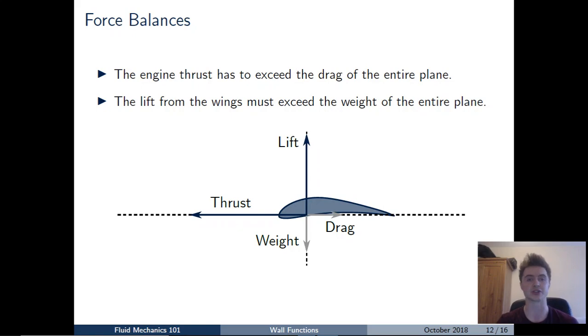And the same is true in the direction perpendicular to the flow, where the lift from the wings has to exceed the weight not only of the wings but of the entire plane. So that includes the fuselage, the weight of the engines, the weight of the passengers, and all their luggage as well.